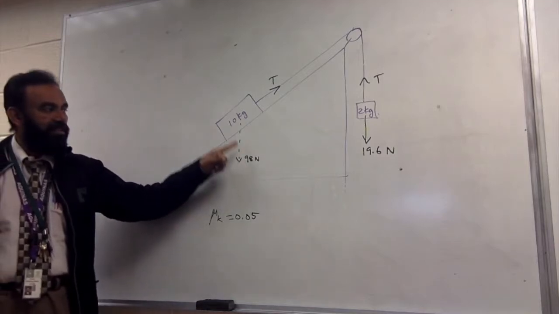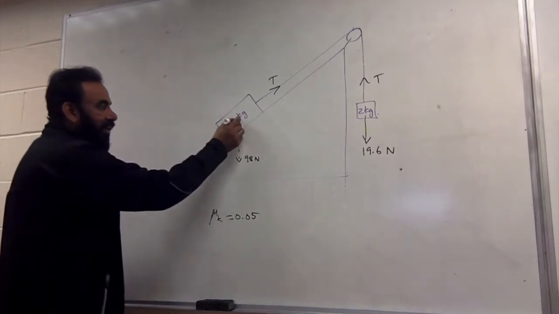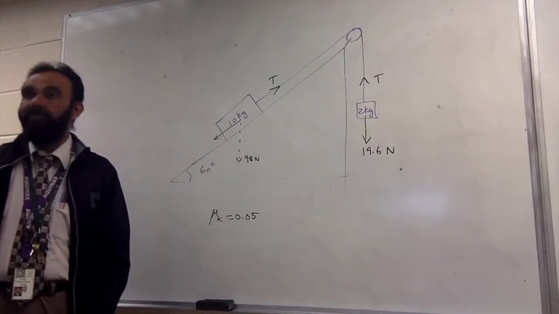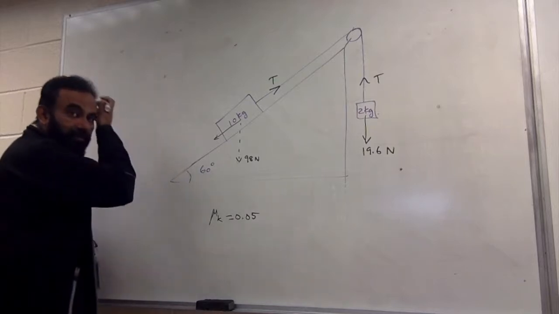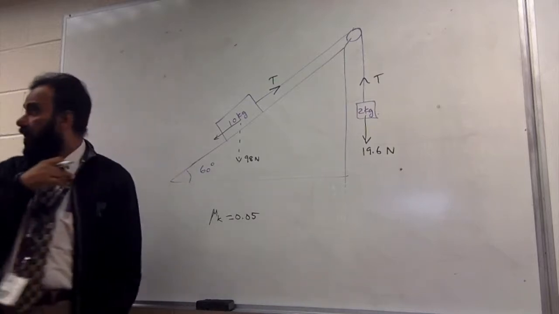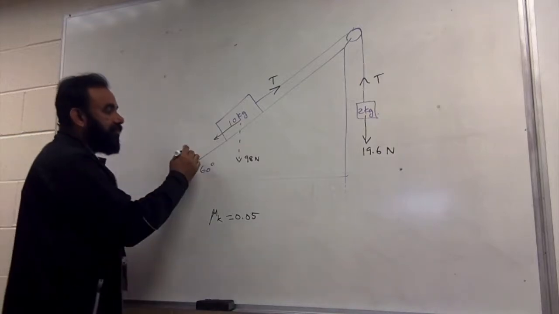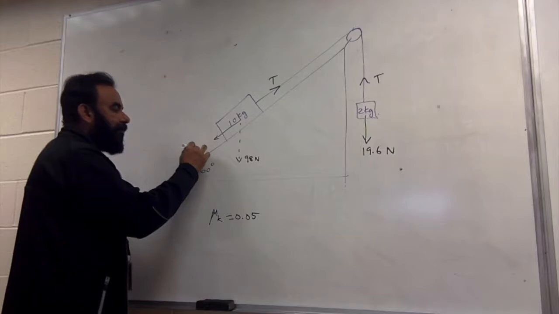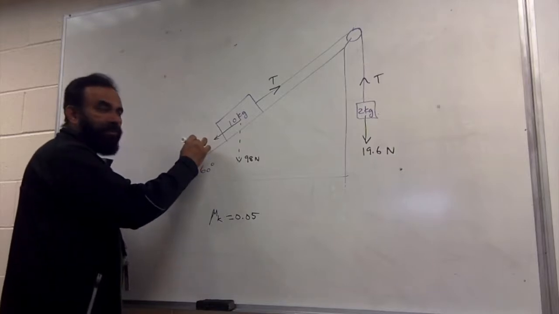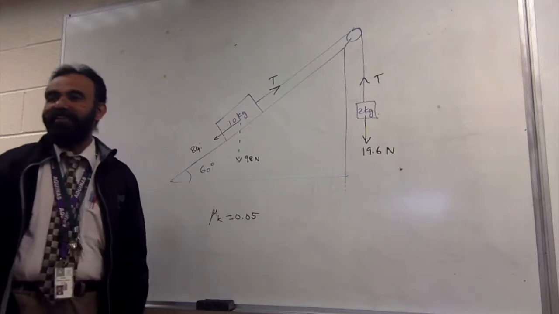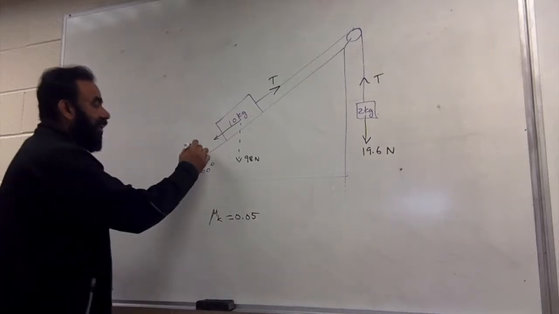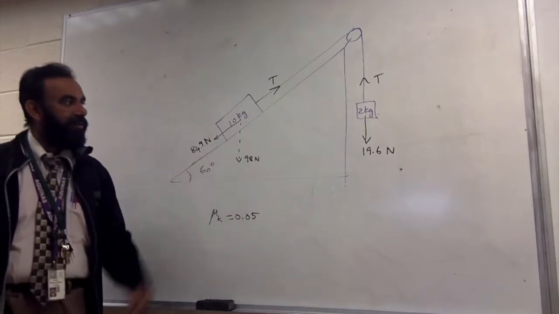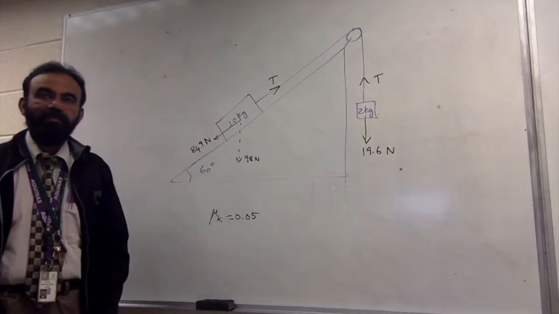So what component of this is acting in this direction, down the incline? 98 sine 60, which is what? 84.9. 84.9 newtons is the force this way, and tension is acting that way.